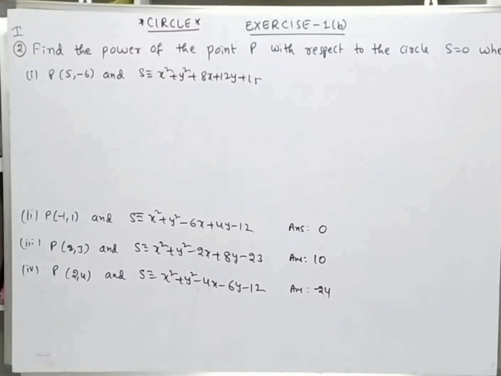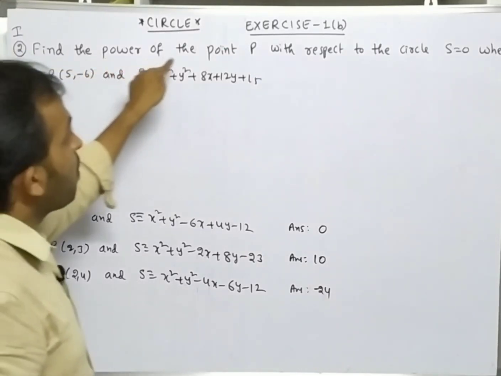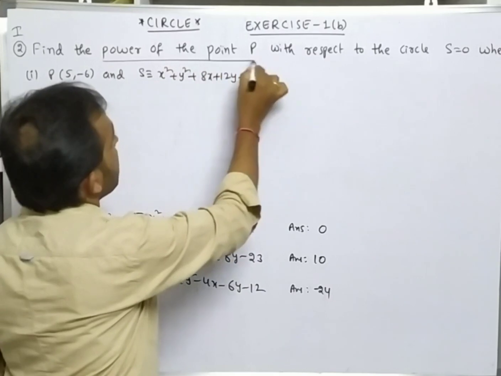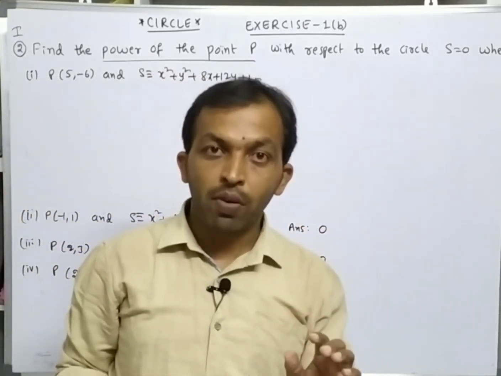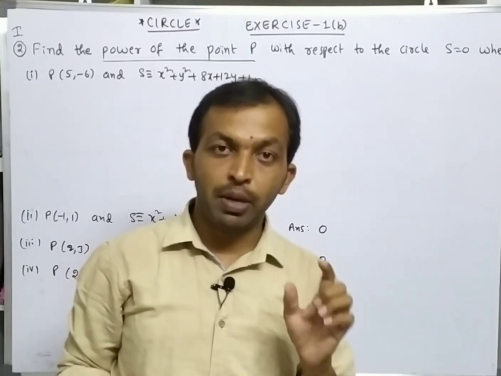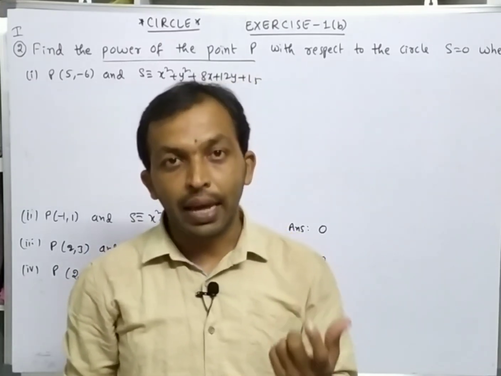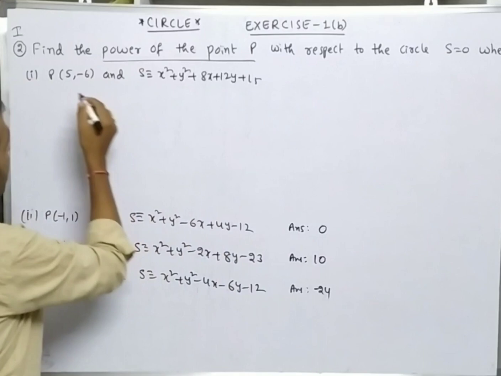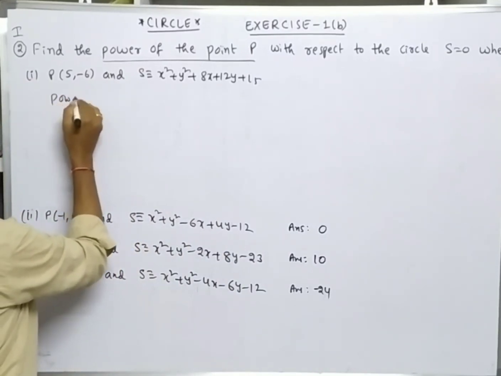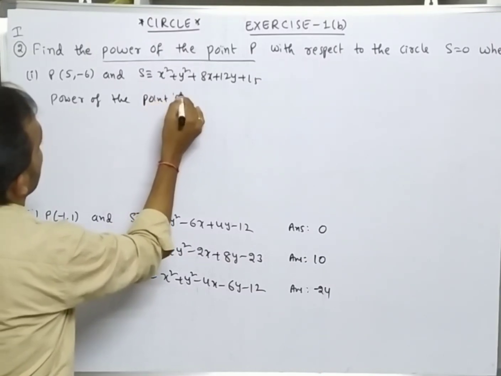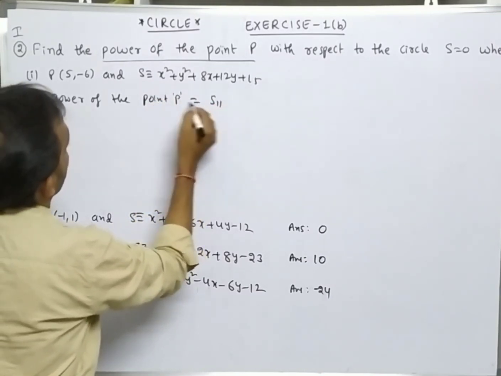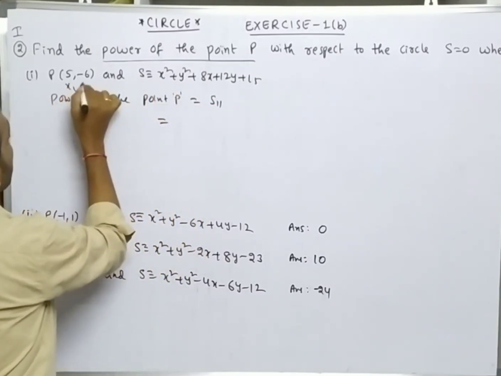Second problem of the first bit, find the power of the point P. Power of the point P with respect to the circle S is equal to 0. So to find the power of the point P, also the same formula, that is S11. So power of the point P is equal to what? S11. That means this is x1, y1, right?